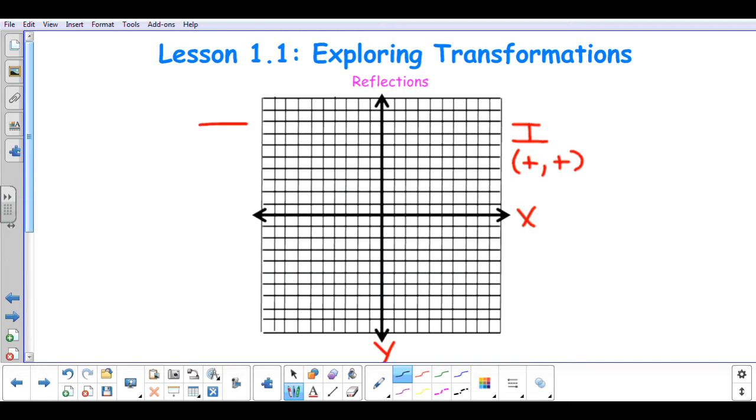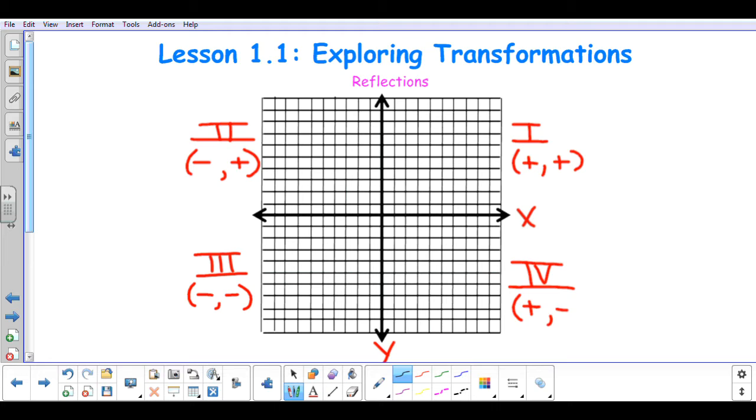If you move to the left to the second quadrant, the x here is negative, but the y stays positive. If we go down to the third quadrant, both the x and the y are going to be negative signs. And if we go right to the fourth quadrant, we have a positive x and a negative y.